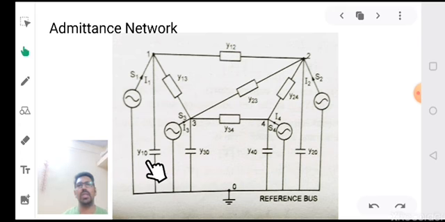Now what are Y10, Y30, Y40 and Y20? These are nothing but shunt admittances, that is the admittance between line and ground. Node 1 is connected with ground through this shunt admittance Y10. Y30 is the shunt admittance related to node 3, Y40 is the shunt admittance related to node 4, and Y20 is related to node 2, and this is the reference bus, that is 0. So this is all about the admittance network.